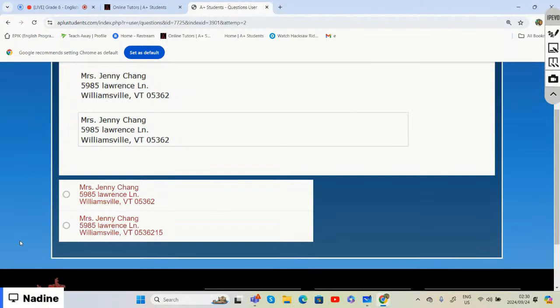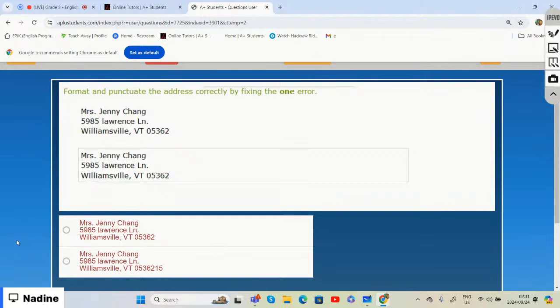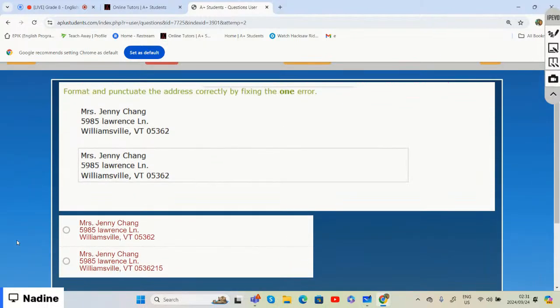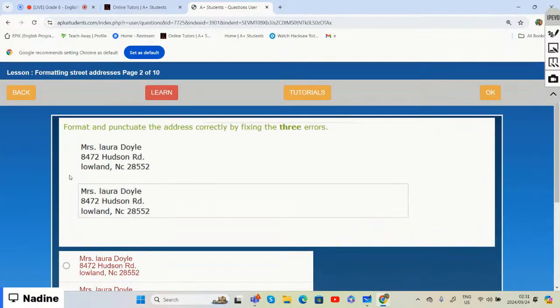We need to fix the error. But both are actually the same and it's not actually fixing the error for us. Unless the second one has got an added number by the zip code. So if we were to choose the correct one, I think we'll go with the first one, even though Lawrence was supposed to be capitalized. So the first one is correct.